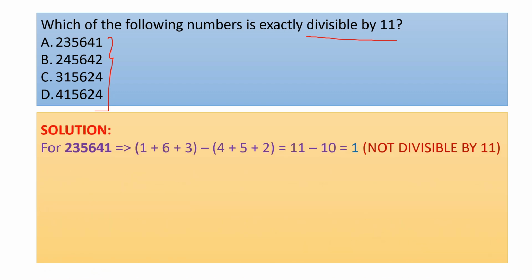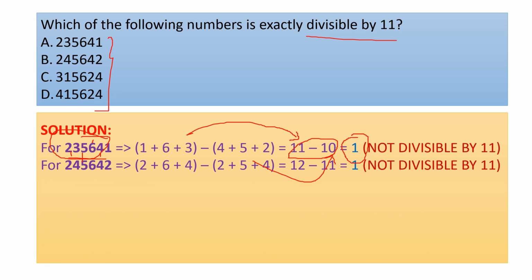First I am taking 2, 3, 5, 6, 4, 1. I'm writing the numbers at the odd places. In the odd places, we have 1, 6 and 3. And in the even places, we have 4, 5 and 2. So I'm taking the sum of 1, 6, 3, which gives 11, and the sum of 4, 5, 2 is 11... the sum of 452 is 10. So we have to find the difference of these two values. So we are getting 1. 1 is not 0, and it is not divisible by 11 either. So the given number is not divisible by 11.